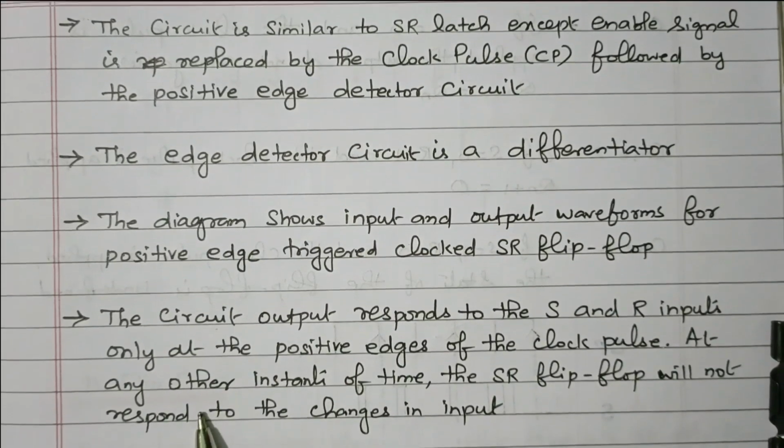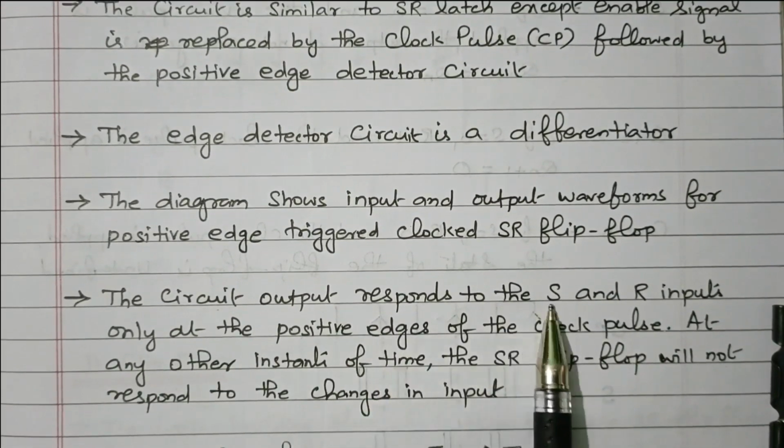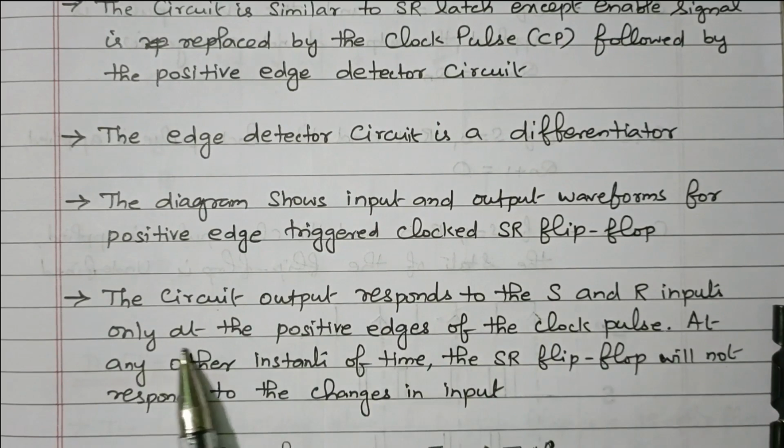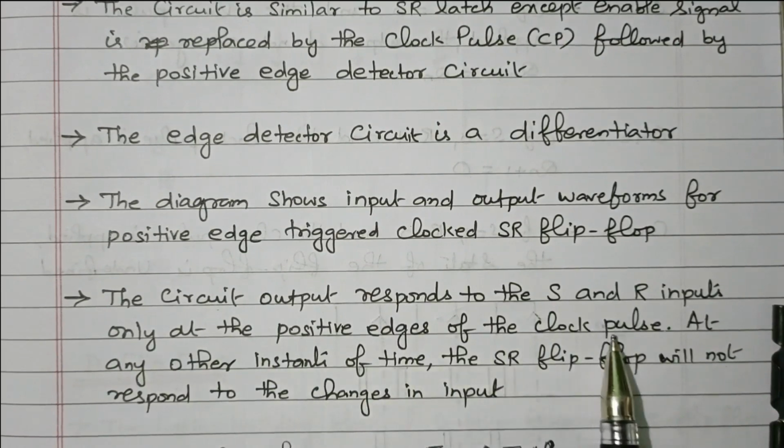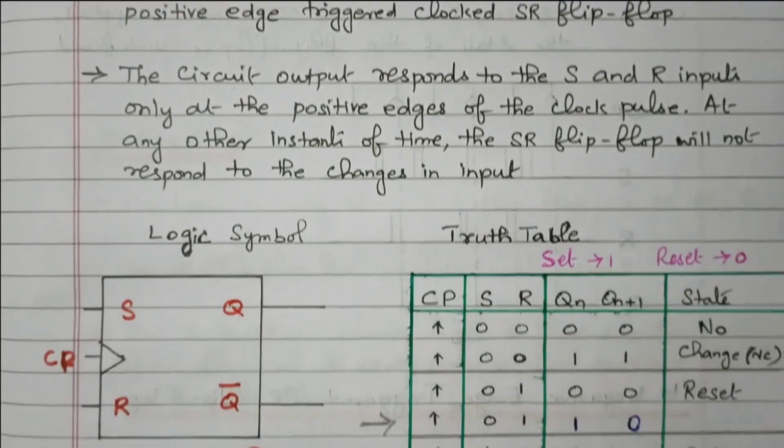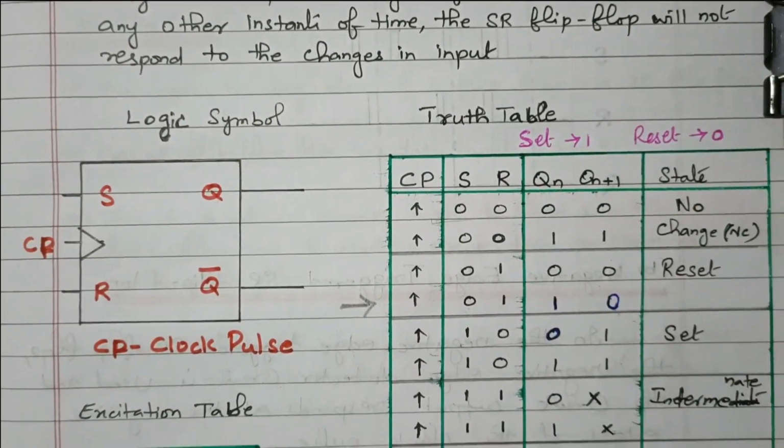The circuit outputs respond to the S and R inputs only at the positive edges of the clock pulse. At any other instant of time, the SR flip-flop will not respond to changes in the input. So whenever the clock pulse goes to the positive edge, the output is produced. Now we'll go to the truth table and basic block diagram.